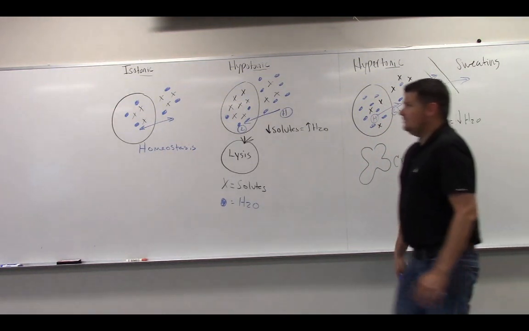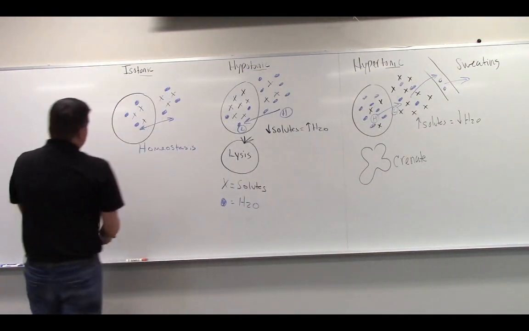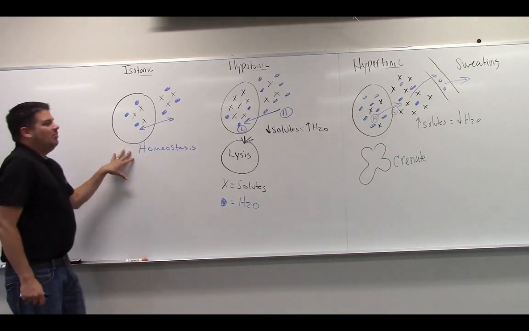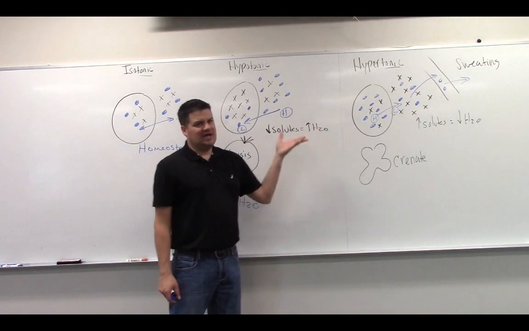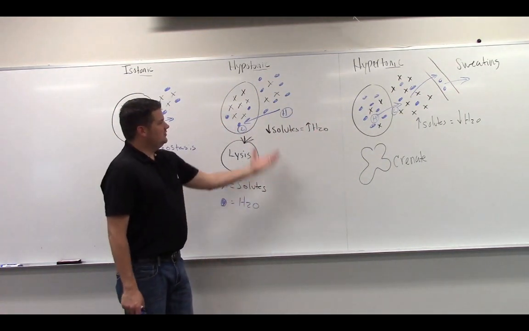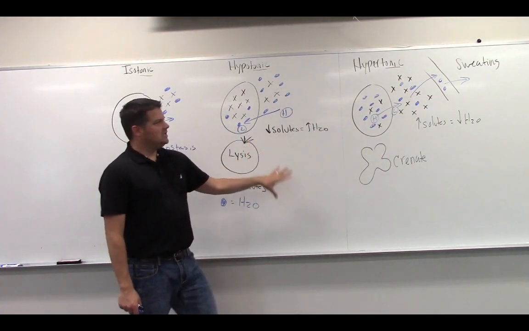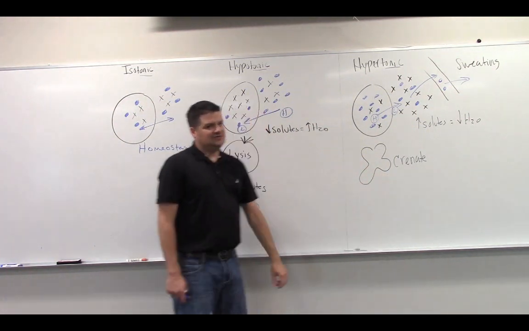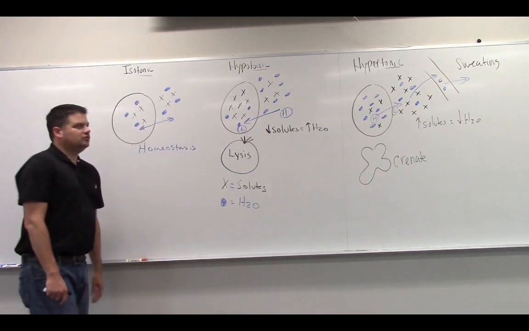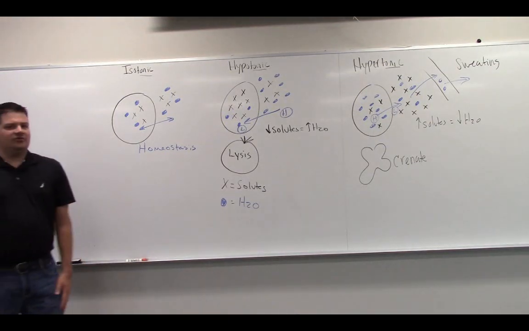So ideally, we would like our cells to be in this isotonic solution, but in dramatic situations, we could see hypotonic or hypertonic. Obviously, we don't see a lot of water intoxication. We do see, though, a lot of dehydration, more so than anything else. So these are your 3 solutions, and we'll be talking more about those in the lecture.